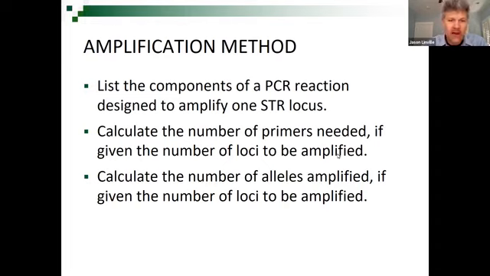Okay, calculate the number of primers needed given the number of loci. So I'm going to say, okay, you're setting up a reaction where you're amplifying 5 loci. How many types of primers go in the tube? You're going to have to know the answer to that. It's 10. Okay, then you're going to calculate the number of alleles amplified given the number of loci.